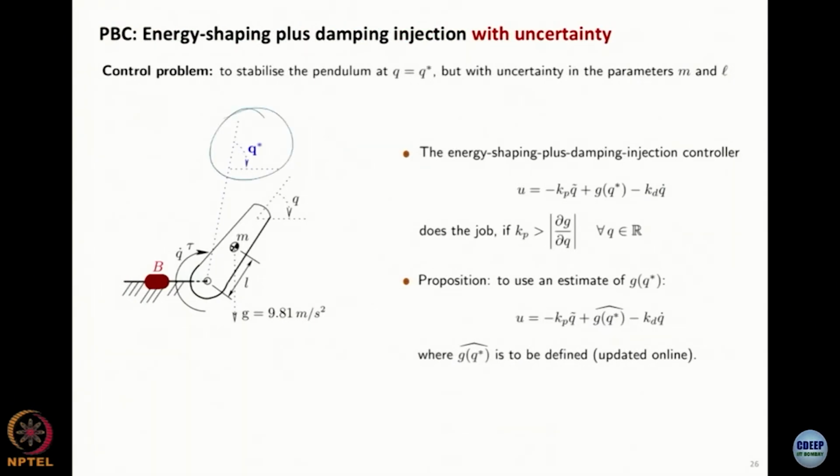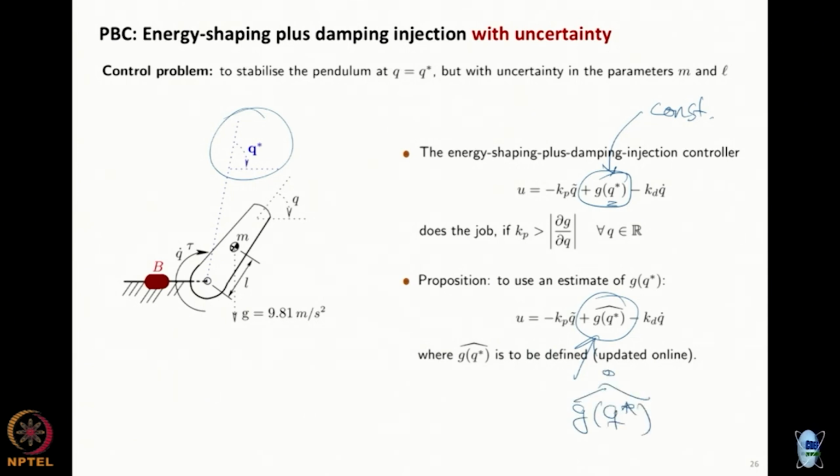But remember, in the controller we were adding this term. It's the compensation of the gravity at q star. So this is just a constant. Suppose you don't know that constant, so you want to estimate it. You put an estimate of the constant, and then you want to figure out how to update this constant.